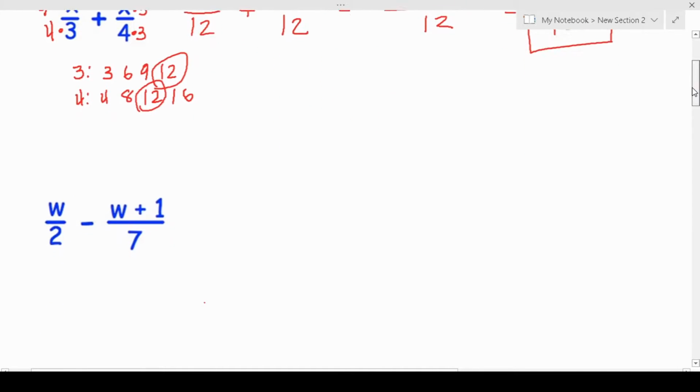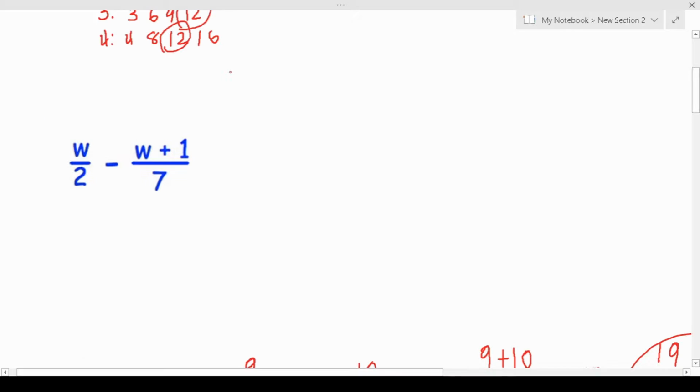All right, let's move on to the second example. For this one, you can see that we have w over 2 minus w plus 1 over 7. Again, we're subtracting algebraic fractions. That said, we're doing that albeit with denominators that are different, notably 2 and 7. In order to do this subtraction, we have to rewrite these fractions such that their denominators are the same.